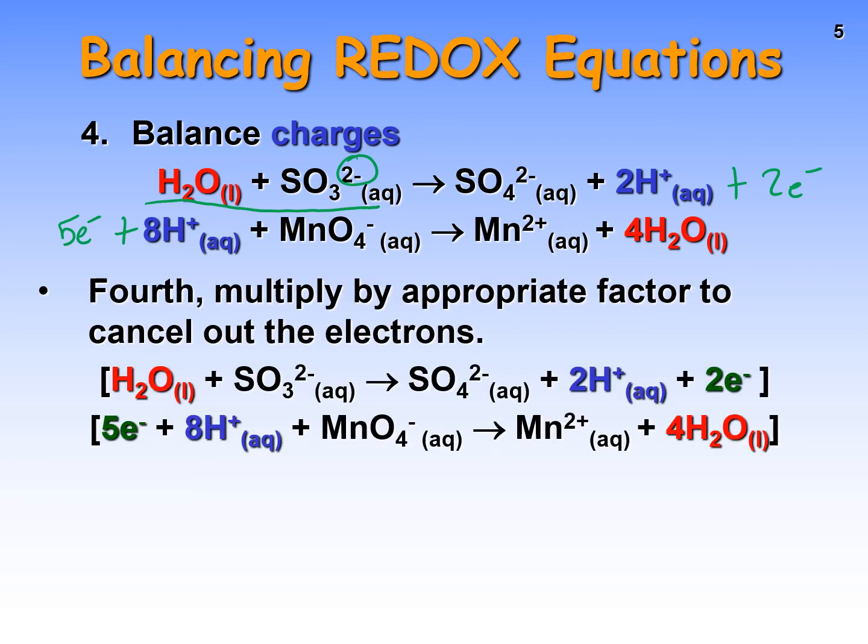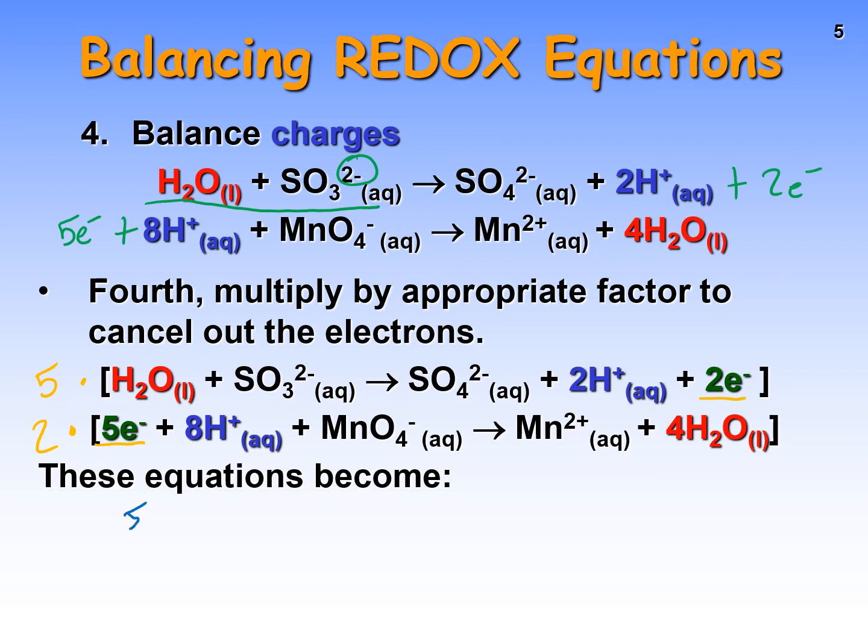The next step is to look at these and ask, what do I need to multiply by in order to get them to have the same number of electrons? We're always looking for the lowest common value between our electrons. I have 2 here and I have 5 here. The lowest common value between 2 and 5 is 10. So I need to multiply this reaction by 5, and I need to multiply this reaction by 2. And if I do that, I can get my two equations, right?